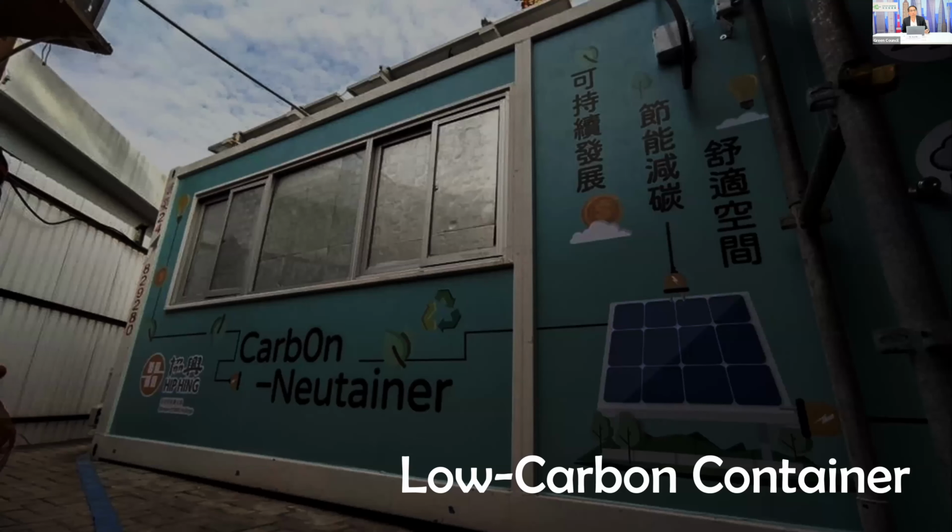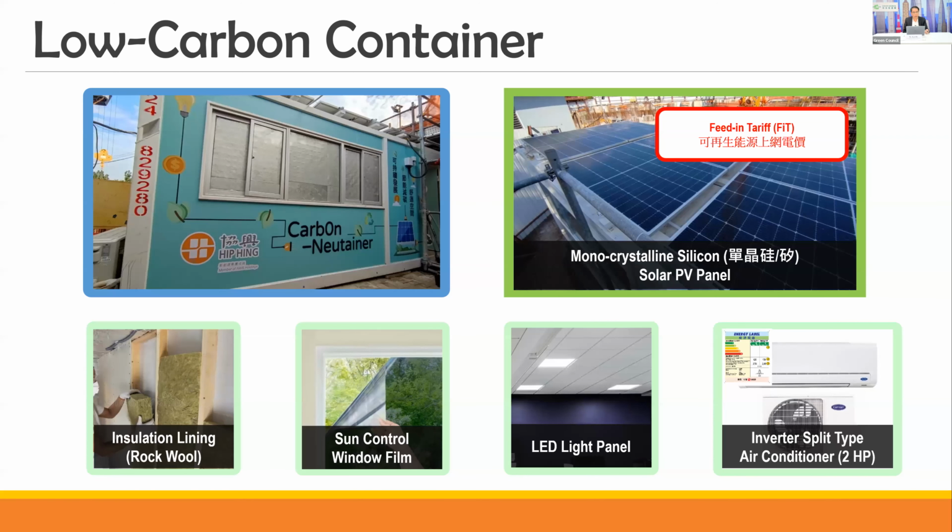And we have to do something about the containers, because there are many container offices in our construction site. So we have to think more about how we can save carbon by using container offices. We have redesigned the container office with some green features, such as installation of PV panels on the top, and installation of insulation lining on the wall. All these things can help us reduce the electricity consumption of the container.